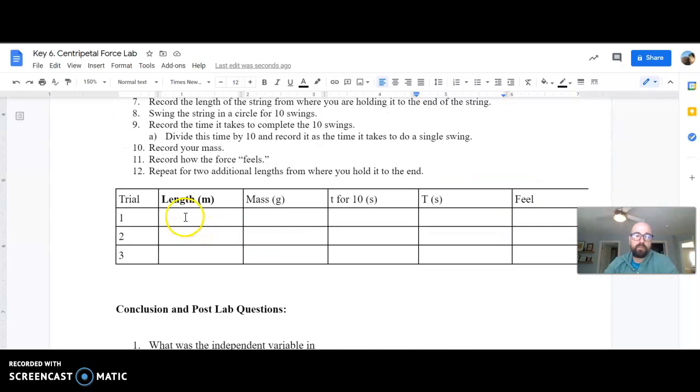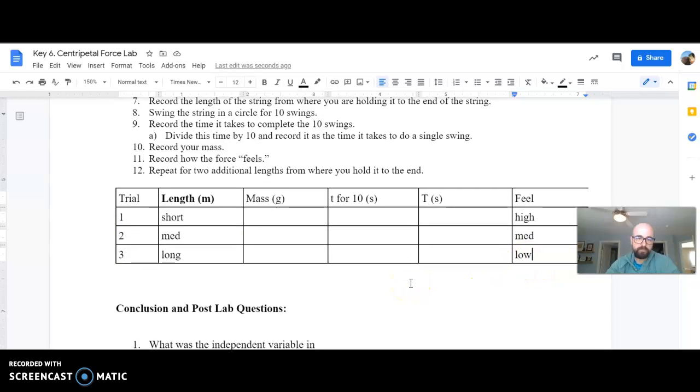Then here, as length went up, we'll just call this low, medium, and high. Since it's length, we'll change this to short, medium, and long. So a short radius is going to be the high force. So the farther away it was, the lower the force it was.